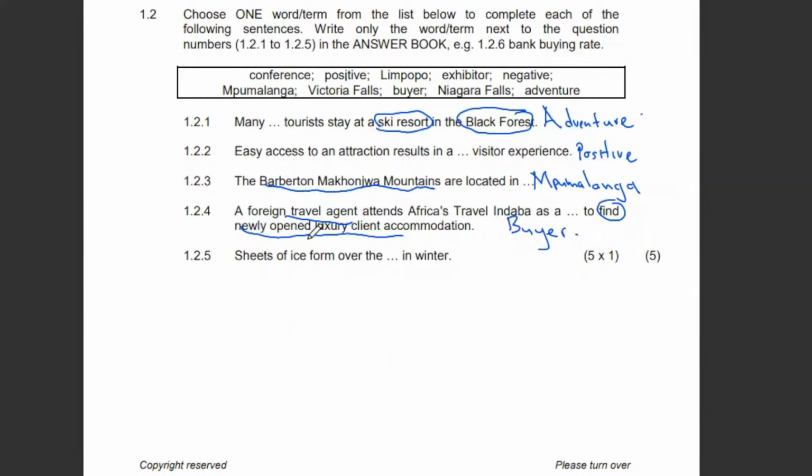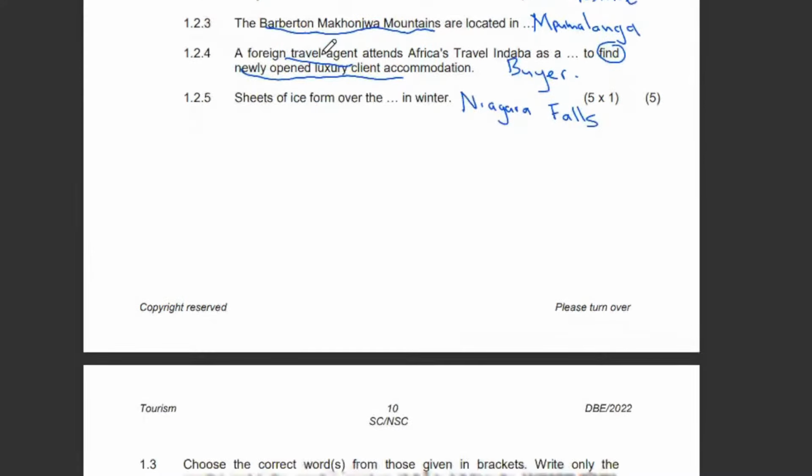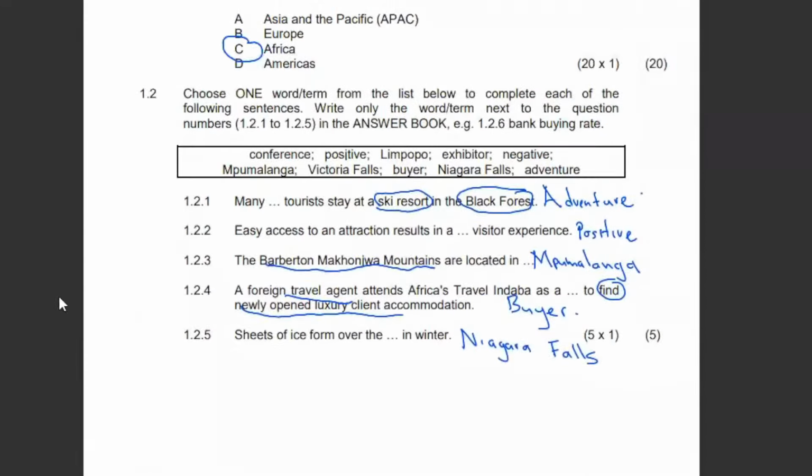Then, sheets of ice form over the what, in winter? Over which attraction? Sheets of ice actually form over the Niagara Falls, which are located in Canada, and which are one of the celebrated world icons. So these are our answers again. Number one, adventure. The second one, positive. The third one, Mpumalanga. The fourth one, buyer. Then the fifth one is actually the Niagara Falls.